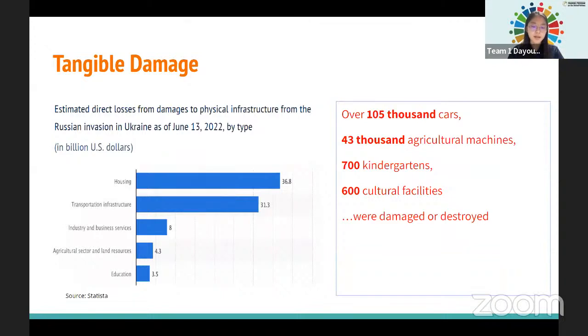It is no surprise that so many people lost or had to abandon their normal lives because so much was lost from the war. While this is an estimated amount, this statistic on the left shows how the Russian invasion led to direct losses of housing, transportation, and industry. And on the right, these are infrastructure damages done because of the war in numbers. From the numbers, it is evident that the infrastructure and resources, which are crucial for the society to function, were severely damaged. This will most likely leave huge economic burdens on Ukraine for recovery in the future.